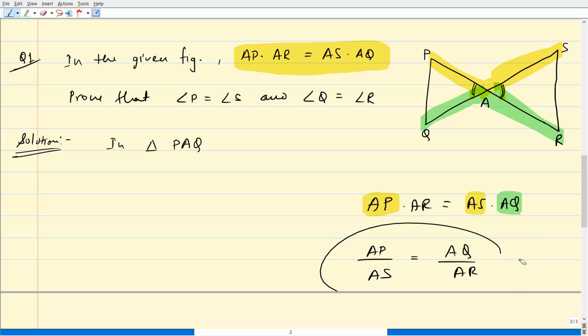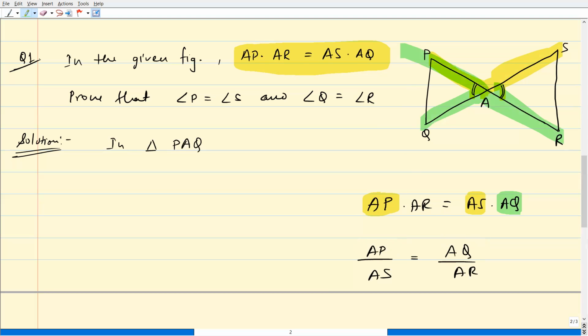Is everyone able to understand? There are so many other ways to write the same ratio, but this is the one you have to write. Why do you have to write like this? Because in the numerator, you want sides from the same triangle. So see, AP and AQ, they are from the same triangle. So I wrote them in the numerator.